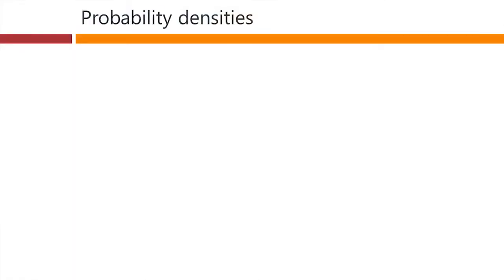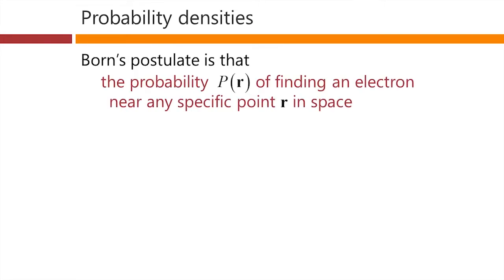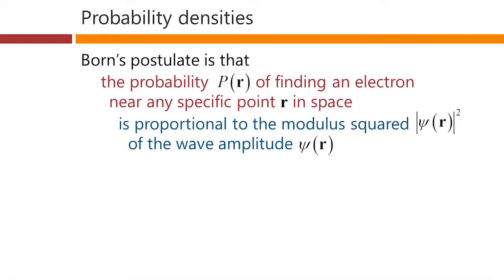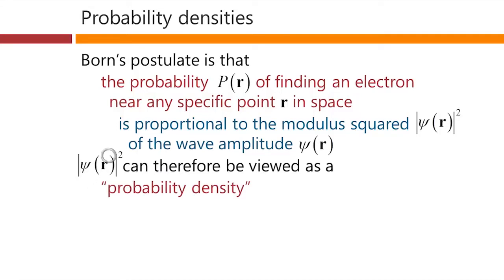Specifically then, Born's postulate is that the probability, P of r, of finding an electron near any specific point r in space is proportional to the modulus squared of the wave amplitude. This modulus squared of the wave amplitude can therefore be viewed as a probability density. Now, that in itself is a reasonable concept in ordinary probability theory, and we're just choosing to propose that we interpret the wave function that way here.